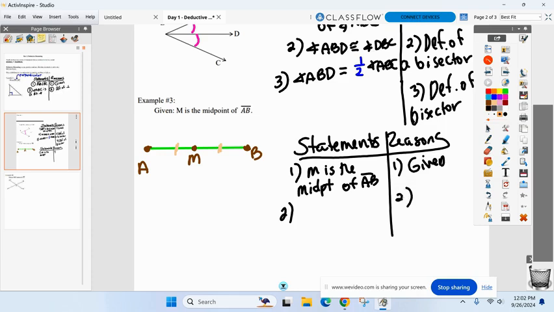What's your second statement going to be? What did you mark on your diagram? Make sure we write the correct notation. AM and MD. What am I going to put in between? Equals with a tilde, the congruent symbol.